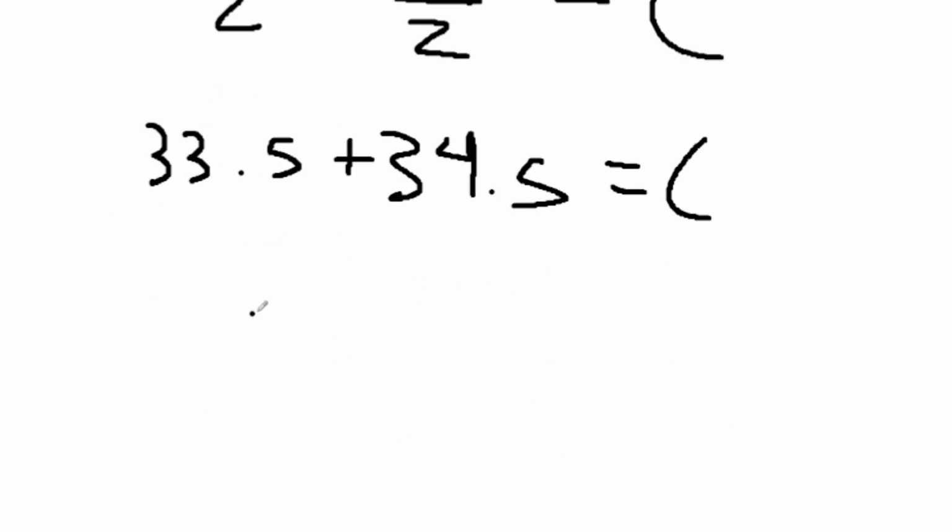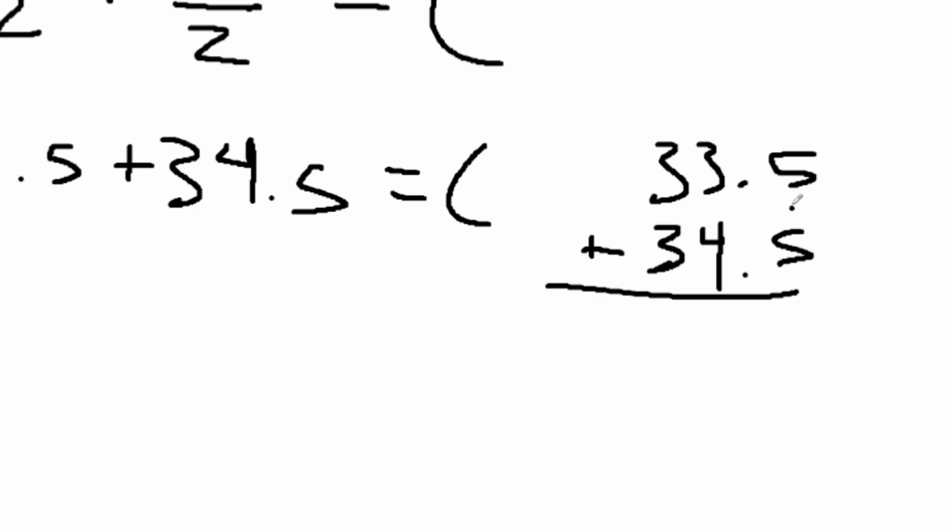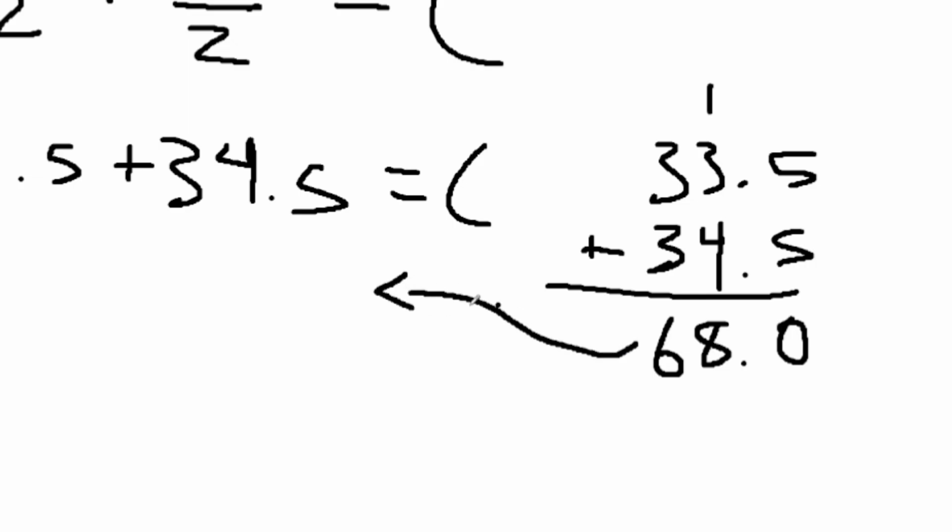Alright, let's add these up. So 33.5 and 34.5. The 5's add up, and we have an extra 1 here. The 5's carry a 1. So 1 plus 3 plus 4 is the same thing as 8. And 3 plus 3 is 6. Now wait a minute, this is 68, which is also known as the long lost brother between 67 and 69.